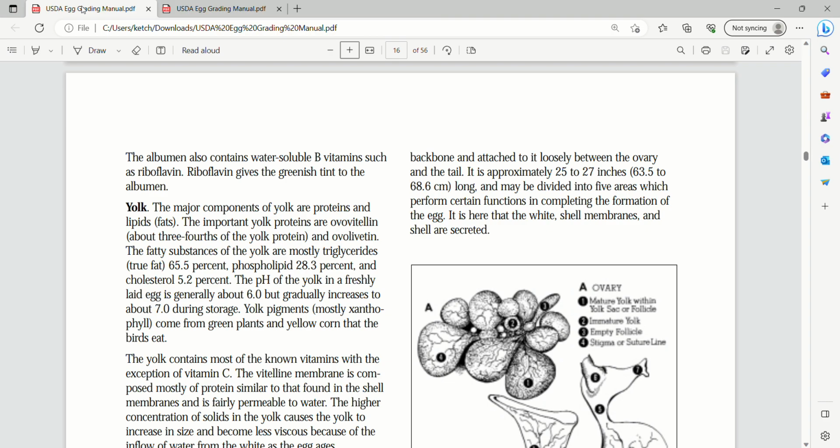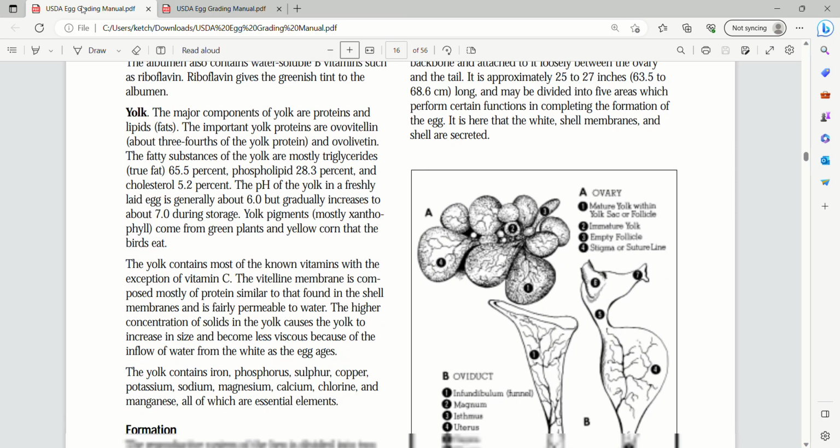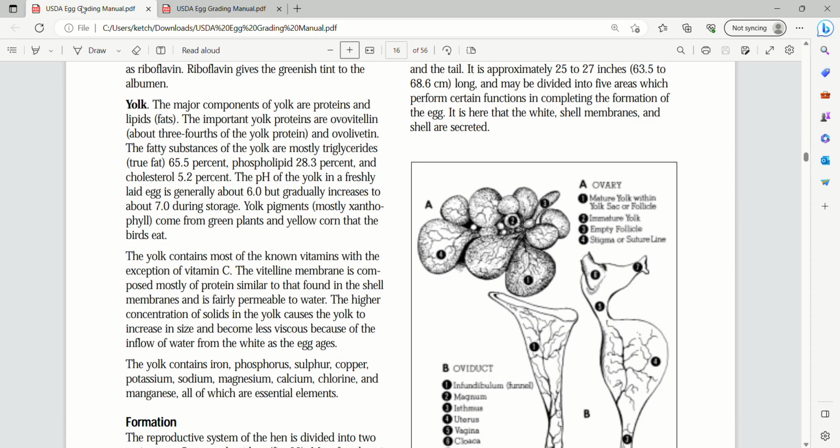Yolk pigments come from green plants and yellow corn that birds eat. The yolk contains most of the known vitamins with the exception of vitamin C. The vitelline membrane is composed mostly of proteins similar to that found in the shell membranes and is fairly permeable to water. The higher concentration of solids in the yolk causes the yolk to increase in size and become less viscous because of the inflow of water from the white as the egg ages.